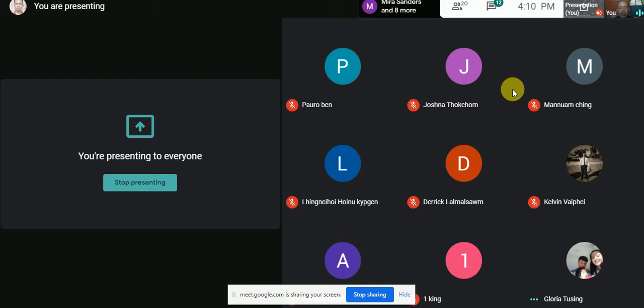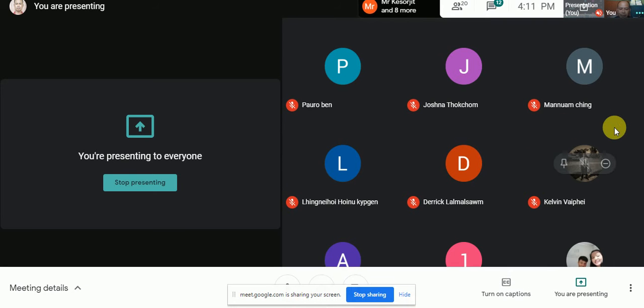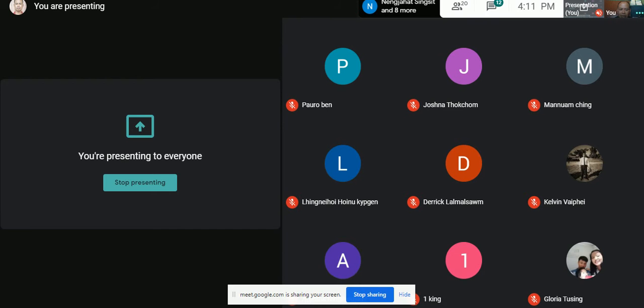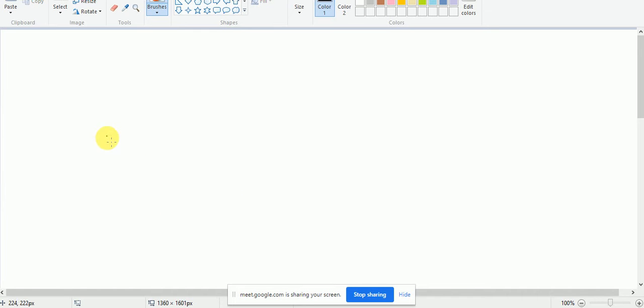Yes, water cycle. Can you explain further? Yes, you are right. Can you explain further? Yes. Any other? Okay, let us see one diagram.